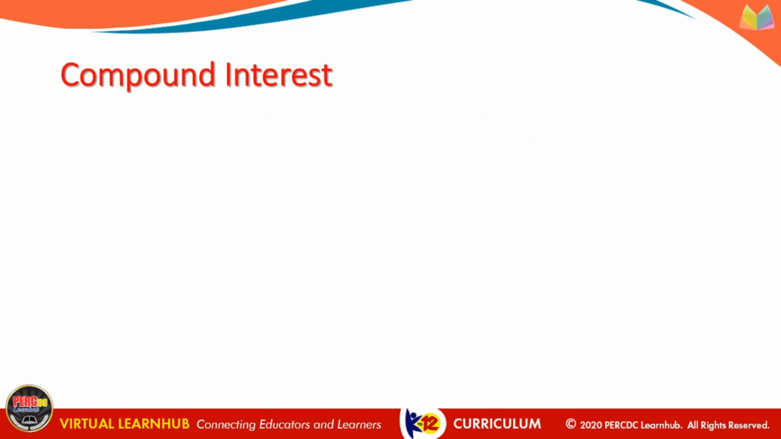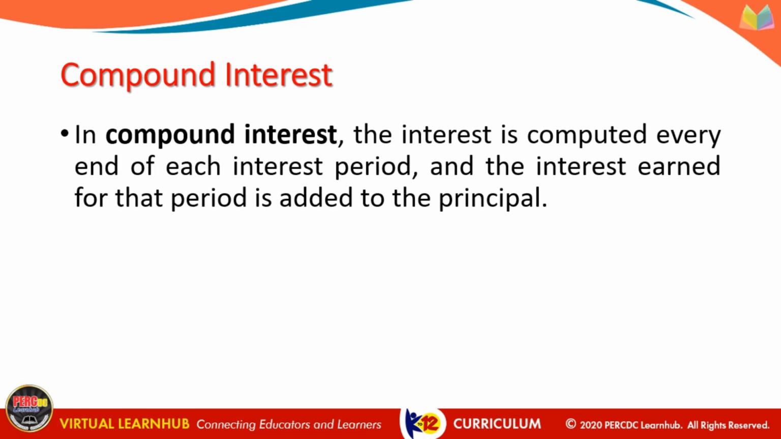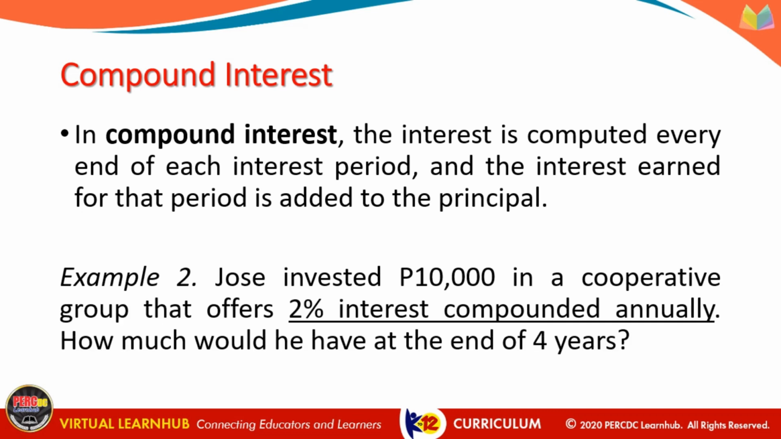Next, let us have compound interest. In compound interest, the interest is computed every end of each interest period, and the interest earned for that period is added to the principal. Again, let's show this through an example. Example number 2. Jose invested 10,000 pesos in a cooperative group that offers 2% interest compounded annually. How much would he have at the end of 4 years?